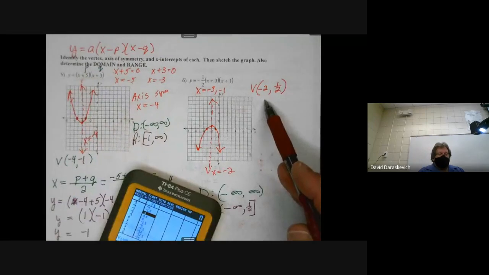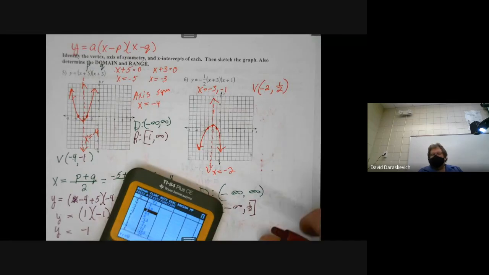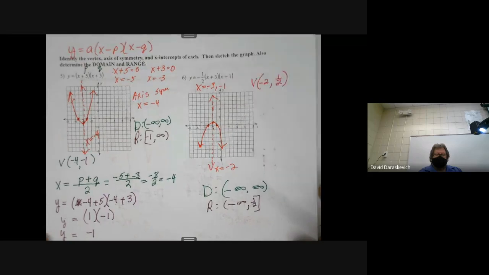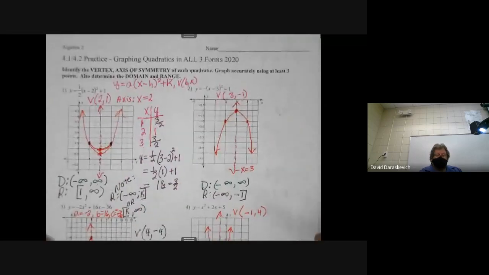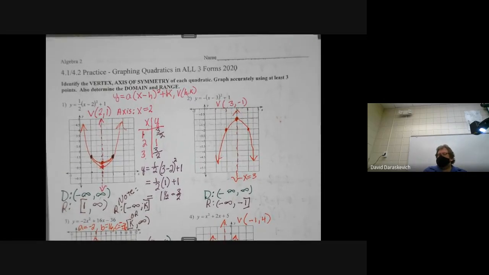Obviously, the calculator's easier. Okay, any questions, guys? I'll put this on Google Classroom, but try to do these problems by yourself and put the answer key away just to make sure you do it. You can do it.